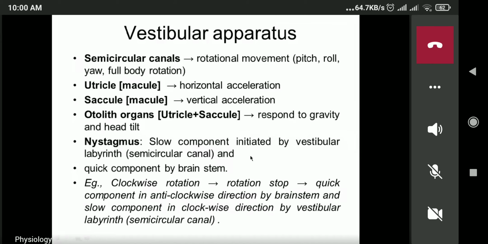So why is nystagmus so important? Because if we are in a stable position, there will be no nystagmus. If we are in a moving vehicle, there will be nystagmus, and that is normal. If nystagmus is there in a resting condition also, that is abnormal. Resting nystagmus, we'll come to those conditions later on.